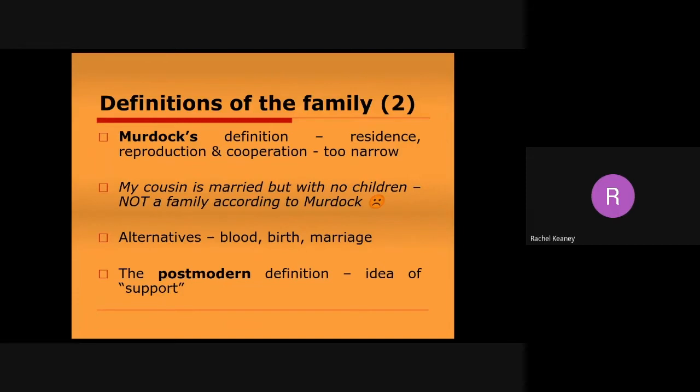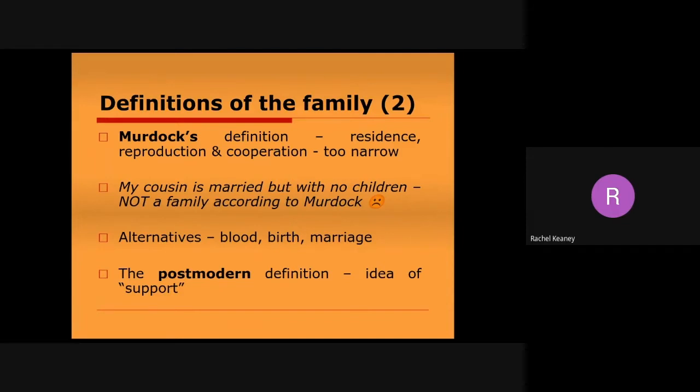So it could be, for example, I'm very lucky in the fact that I'm in a very wonderful department in Newvik who are very supportive, and the people in the staff room are very friendly, very kind, and I would consider them a kind of family. So they would become a family under the postmodern definition.